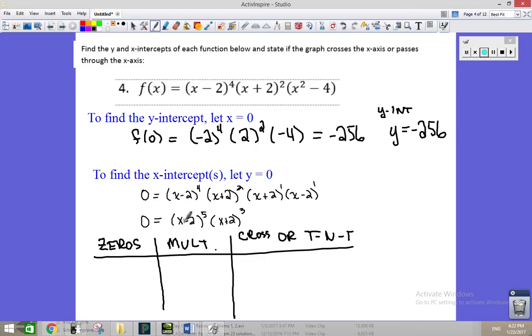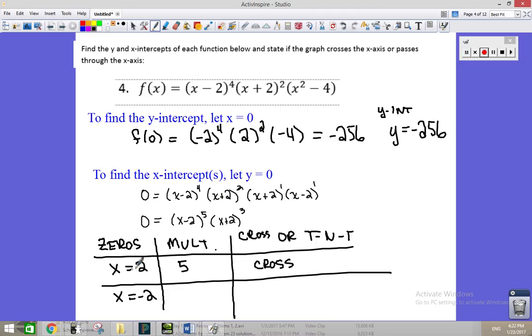So we've got 2 minus 2 gives me 0, so I have x equals 2 as a 0. The 5 here is the multiplicity. Since 5 is an odd number, then as far as the graph is concerned, it's crossing. Then I have x equals negative 2 as a 0, and the multiplicity is 3, and that's odd, so this is also a cross. So this graph doesn't have any touch and turns. So there's the answers for number 4.